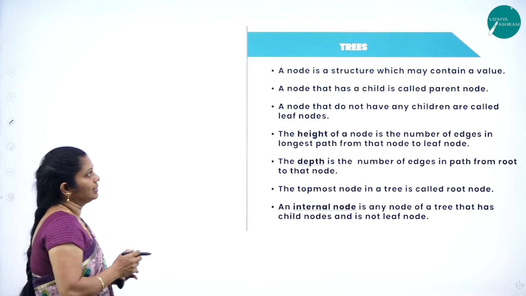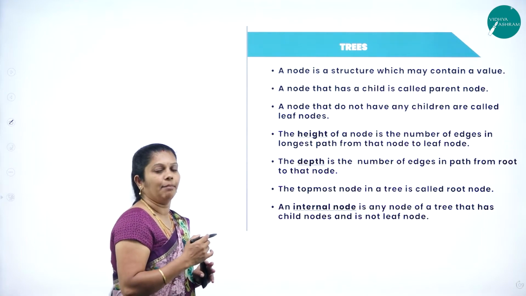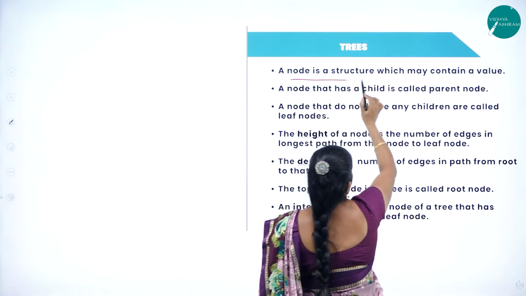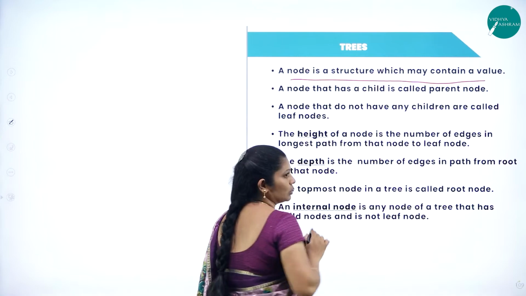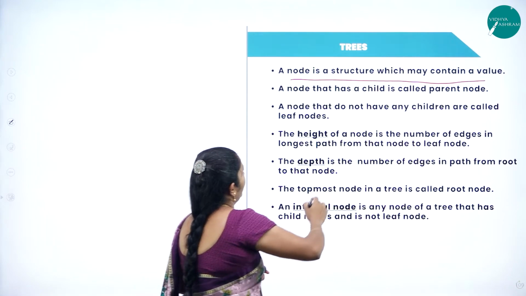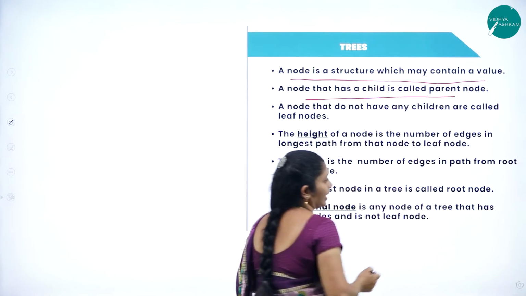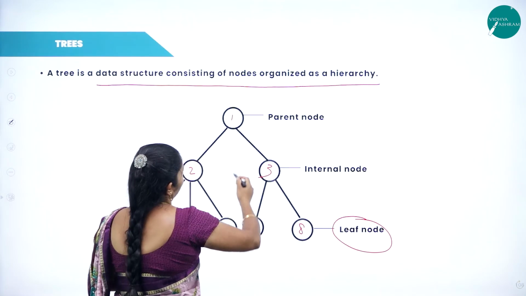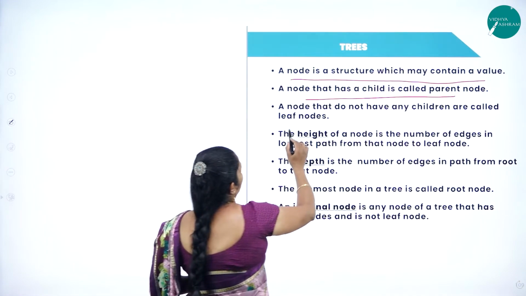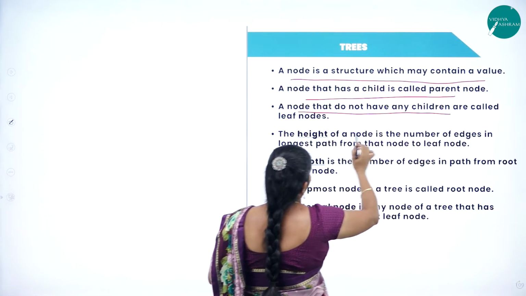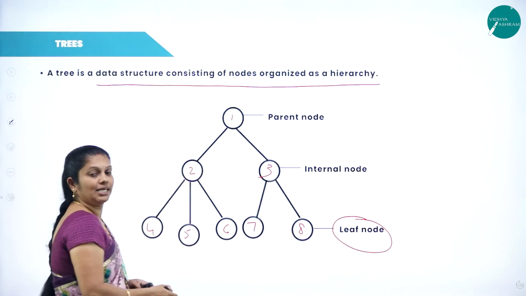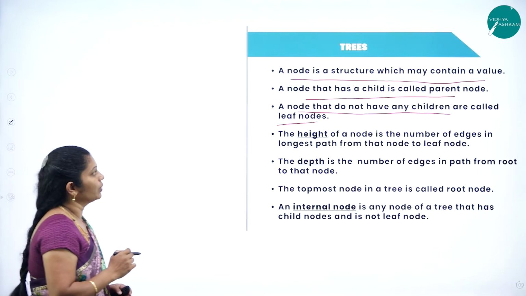A tree is a collection of nodes arranged in a hierarchical format. A node is a structure which may contain values. If you observe here, this node contains values. A node that has children is called a parent node. A node that does not have any children is called a leaf node.